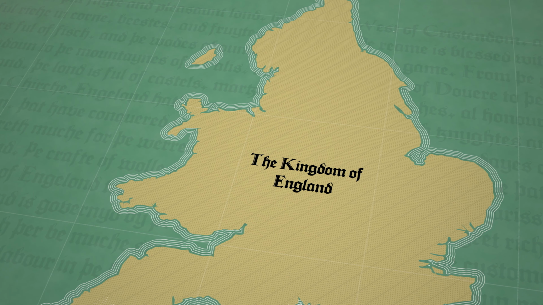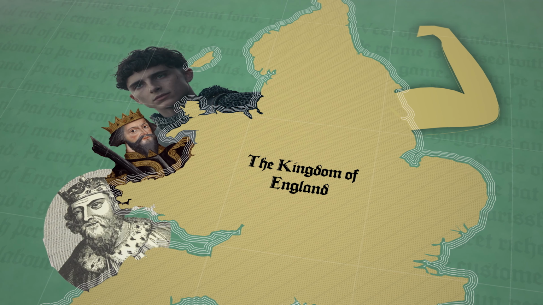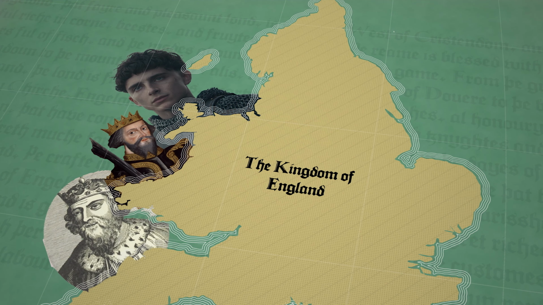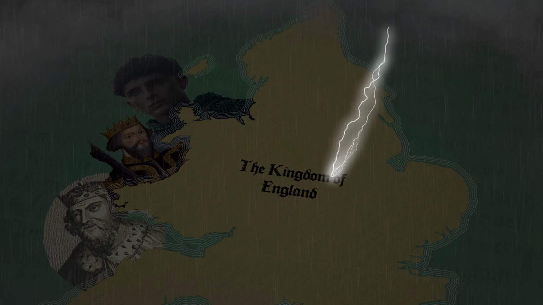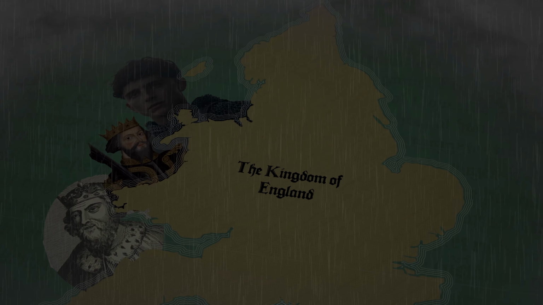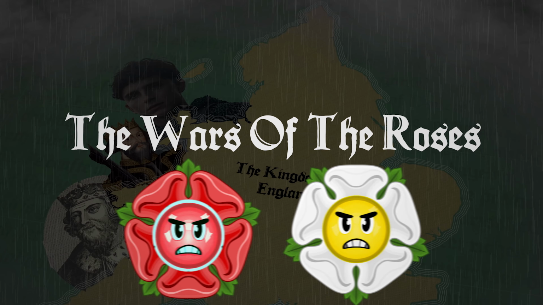England, the land of ancient bloodlines and royal dynasties, was once a beacon of stability in medieval Europe, but beneath the surface of this mighty kingdom, a storm was brewing. A storm that would erupt into one of the most infamous conflicts in English history, the Wars of the Roses.